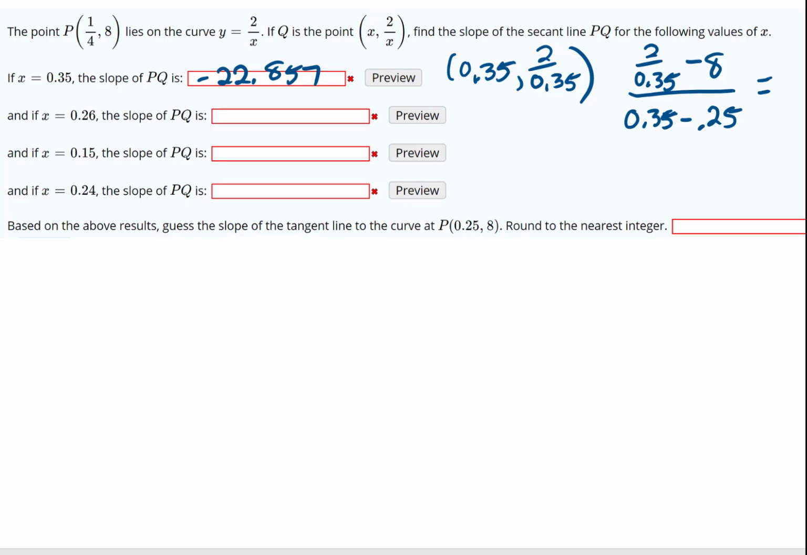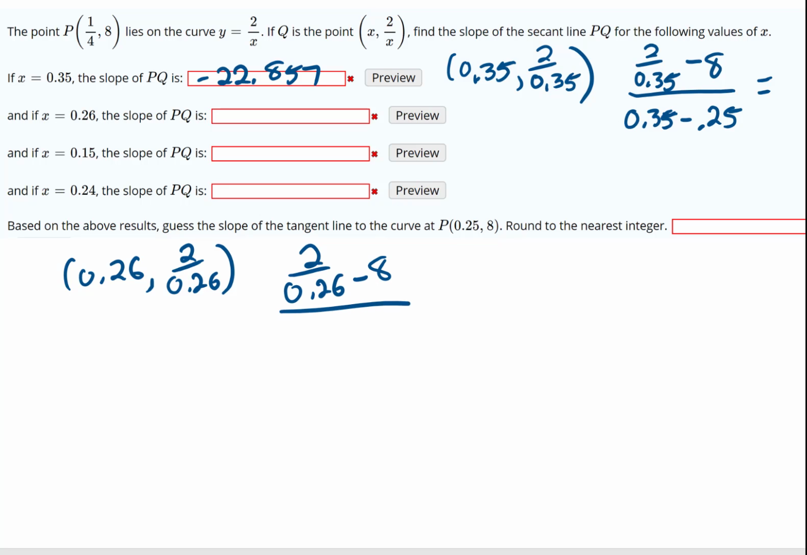All right, so then we need to do that for 0.26. So we're just going to do the same thing all the way along there. We're going to take 0.26 and 2 over 0.26, that's our x2 and y2, and go ahead and compute a slope: the y from the second point minus the y from the first point over the x from the second point minus the x from the first point. And it looks like that one is negative 30.7692.